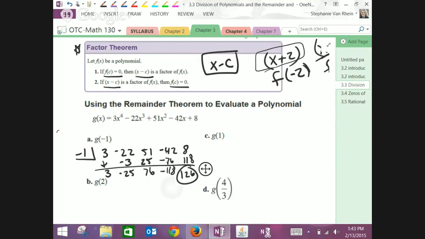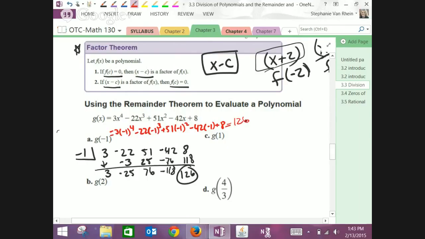That's going to be the same thing as taking 3 times -1 to the 4th minus 22 times -1 cubed plus 51 times -1 squared minus 42 times -1 plus 8. So you can kind of debate which one's going to be easier to approach. You should get the same answer both ways.